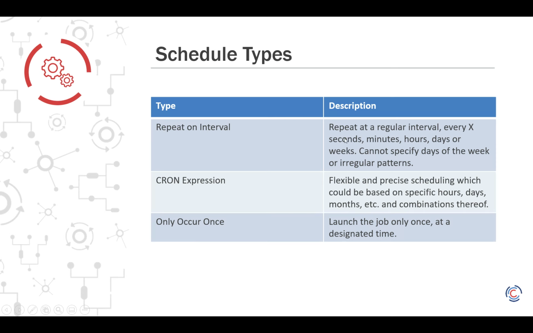So this is for basic regular intervals that occur every X seconds, minutes, hours, days, or weeks. With repeat on interval, we can't have irregular schedules, like only on Mondays and Tuesdays or something like that. And we can't have irregular patterns. So it's a very regular interval that you can set, and you can only set one. So that's the first option. It's easy to set up.